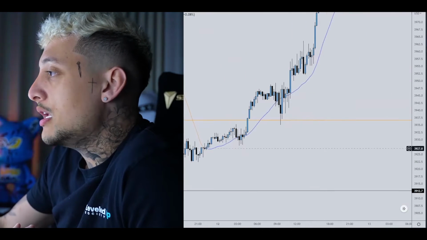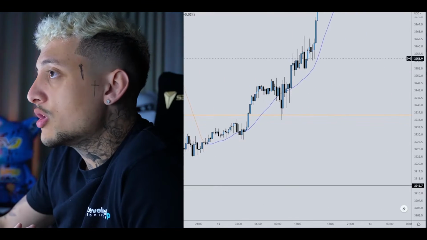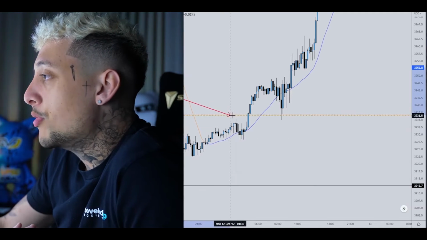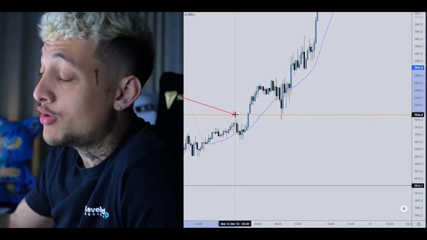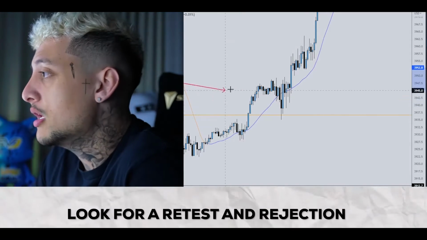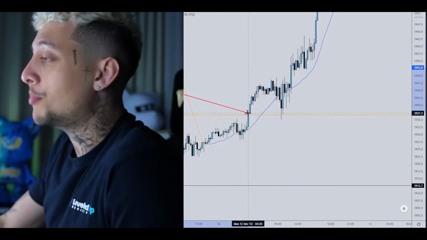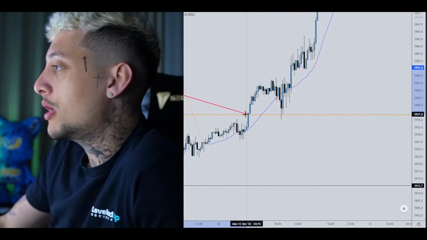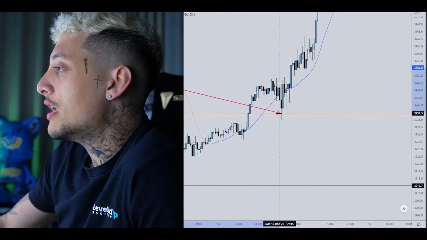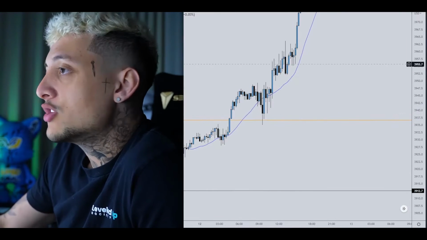As you can see over here, essentially what you would have looked for is for price to break under support and wait for price to retest, but notice how price never gave you that retest and rejection. That is key: you look for a retest and you look for a rejection. In this situation, price broke right back above this major area of support, continued to make new highs, retested, and rejected. That is when you enter the market.